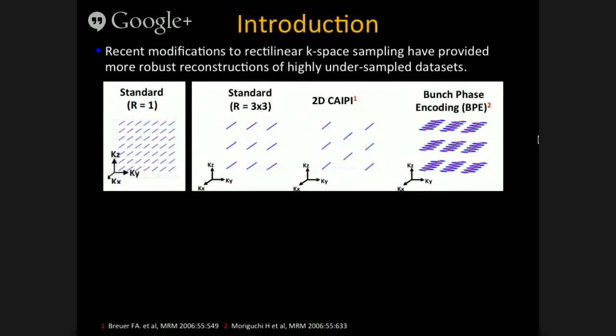Recent modifications to Cartesian K-space sampling provide more robust reconstructions of highly accelerated K-space data. For fully sampled K-space imaging with phase encodings in KY and KZ, we read out in the KX direction. We could undersample this by a factor of 9 and distribute this undersampling 3 by 3 to the KZ and KY directions. Or we could consider alternative sampling strategies such as 2D CAIPI or bunch phase encoding.